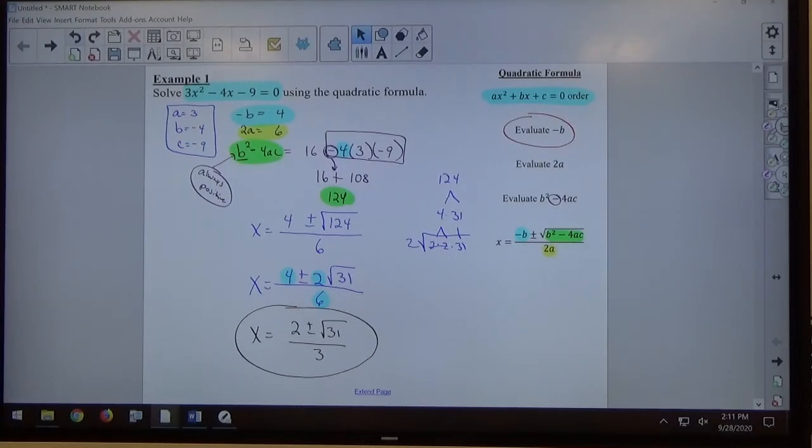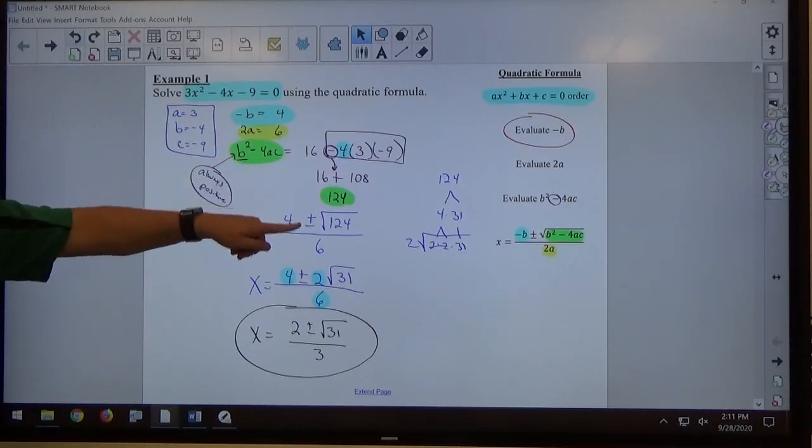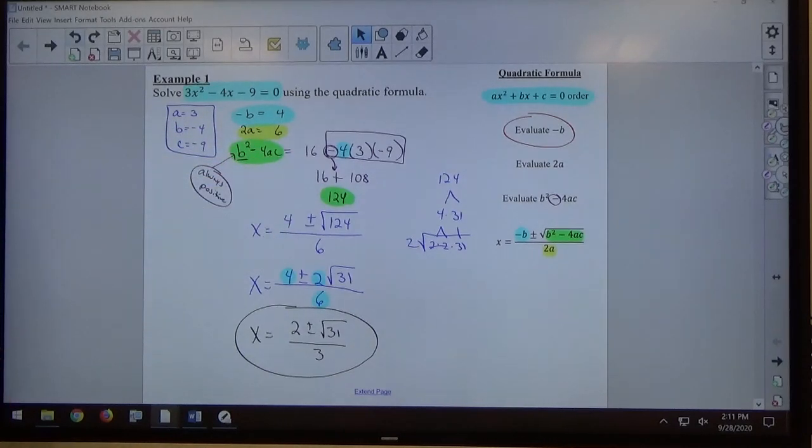That's how you do the quadratic formula. Again, it works 100% of the time. You identify a, b, and c. You evaluate negative b, 2a, and b squared minus 4ac. Put them where they belong and reduce and simplify as much as possible.